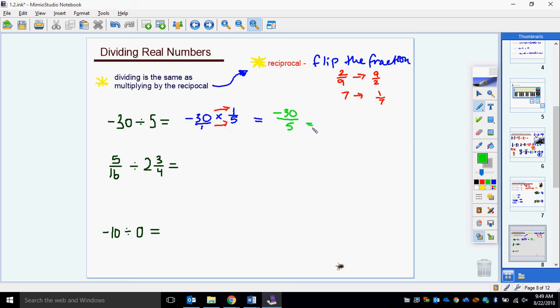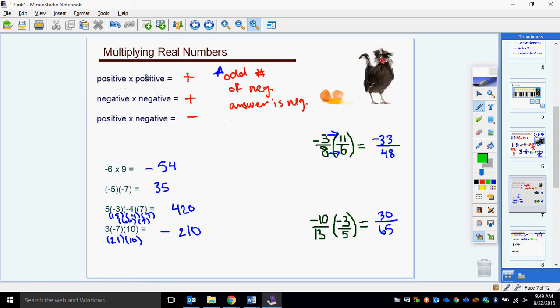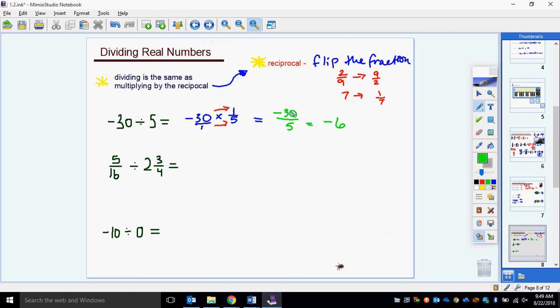Now I want to simplify this fraction. Look what it ends up being. It's the exact same as what we started with. So I'm just showing you that this is why the reciprocal works. Negative 30/5 can reduce to negative 6. When you're dividing, the same rules apply as multiplying negative and positive numbers. So a negative and a positive make a negative when you're multiplying and dividing.